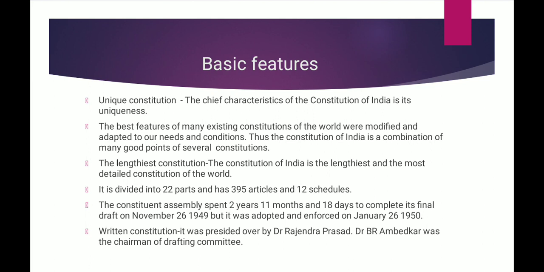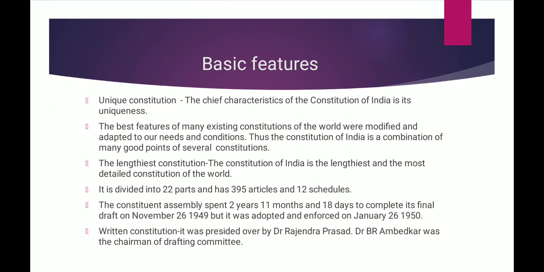Today we are going to discuss the basic features of the Indian Constitution. Before discussing the basic features, we have discussed the introduction or definition of a constitution, the needs of a constitution, and the vision and the values of the Indian Constitution.